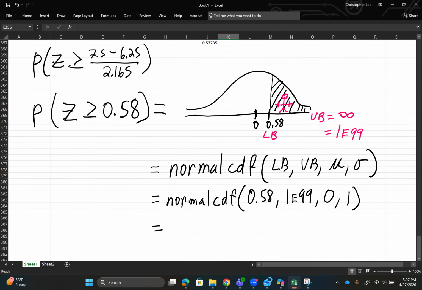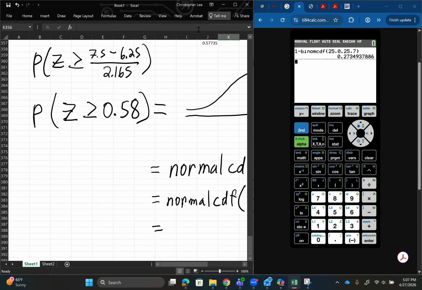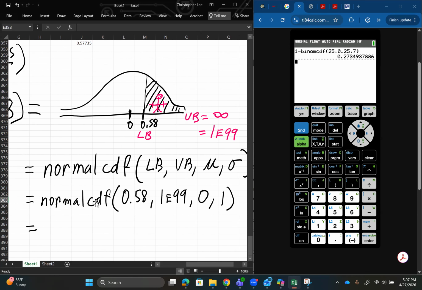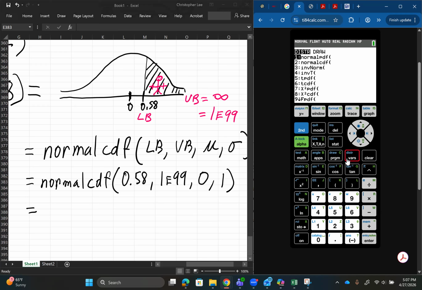So let's take a look. For this, you go to second, you go to distribution. If you have the 36X Pro, it's going to be second data. Then you're going to go across the distribution, and you just go down to where it says normal CDF, and you click enter. Your lower bound is the 0.58.